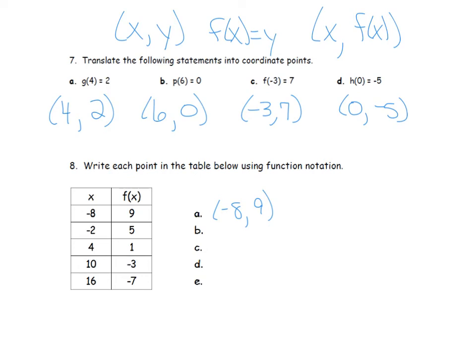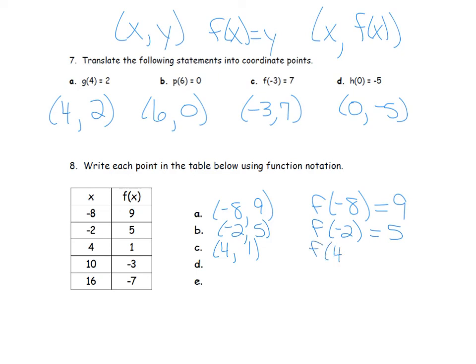But here my x value is 8, so that means negative 8. f of negative 8, and my y value is 9. So the function evaluated at negative 8 equals 9. Next, I have the point negative 2, 5. That means the function evaluated at negative 2, when I plug negative 2 in, I get 5. So f of negative 2 equals 5. I'll do one more. 4, 1. My x coordinate is 4. My y coordinate is 1. So when I plug in 4 for x, which goes in the parentheses, f of 4, I get 1 for my y value.